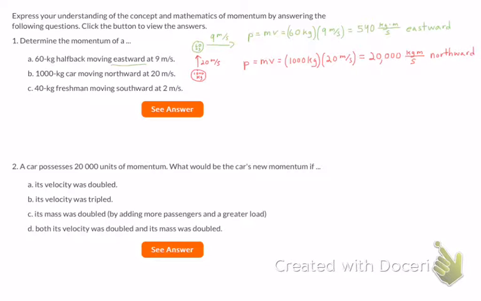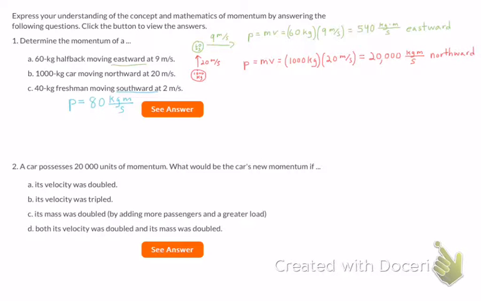The third question is the same as the first two, so I'll just put the answer. If you want to try it out for yourself, you can. The third question's solution is P equals 80 kilogram meter per second, and it's going southward.